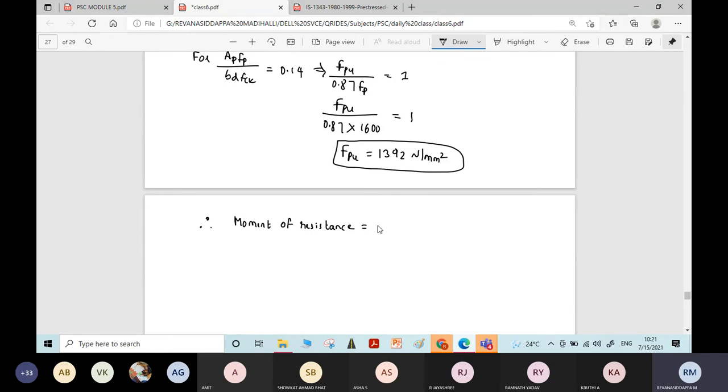FPU, ultimate moment of resistance, is equal to FPU into FP into D minus 0.4 XU, which is given in page number 59, IS 1343.